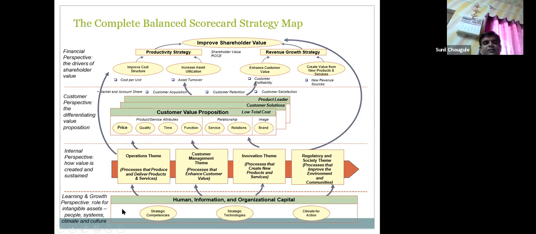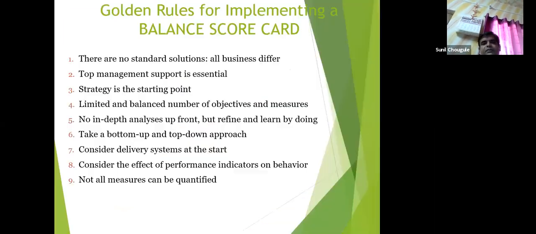These all are roles for intangible assets: people, systems, climate, and culture. So this is what is relevant with the complete balanced scorecard strategy map. Now, what are the golden rules for implementing a balanced scorecard?